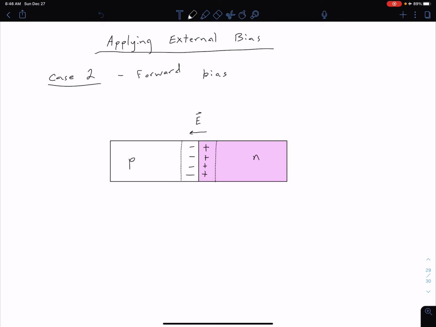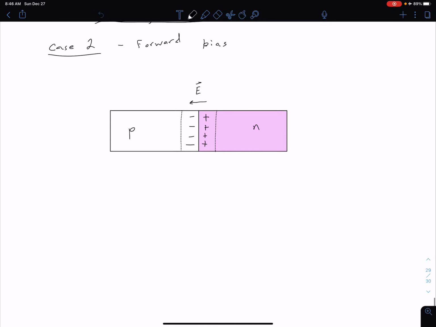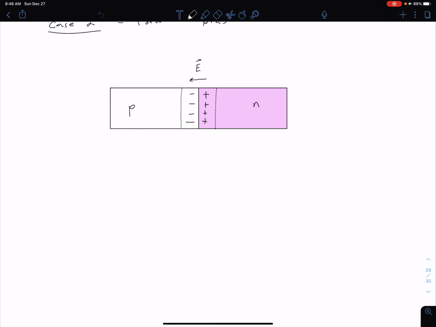In this video, we're going to consider what happens if we take that applied bias and switch the polarity. We're going to call this case 2, or forward bias. So we have our p-n junction here with our built-in electric field across our depletion region. Now we're going to apply a voltage V sub D such that we have a positive polarity on our p side and a negative polarity on our n side. So this is our V_D, and we're going to connect it to our p-n junction like this.